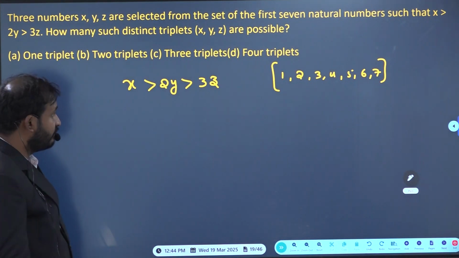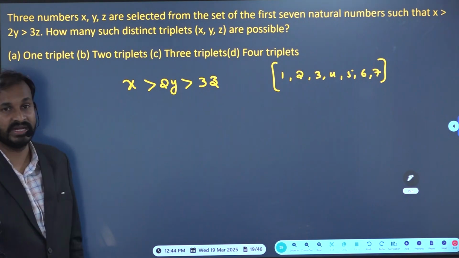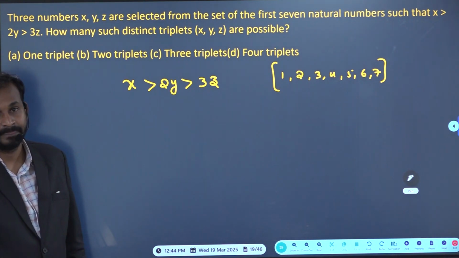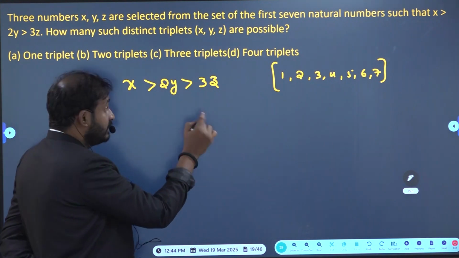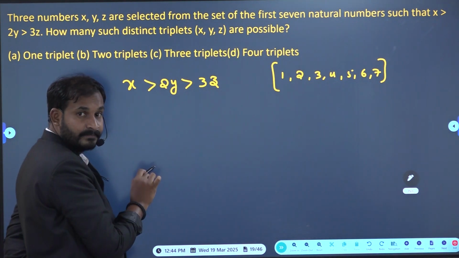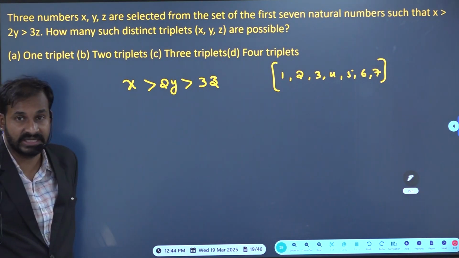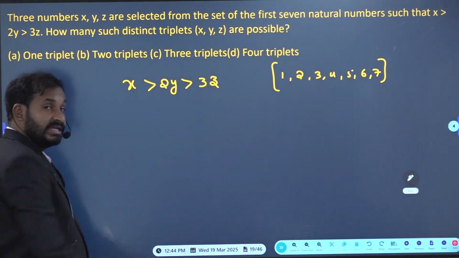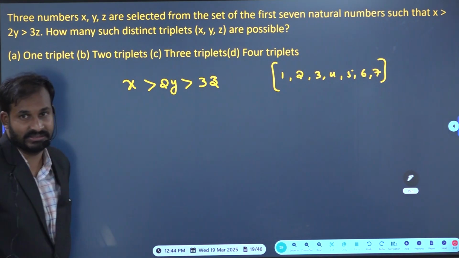Now tell me first of all one thing. Which will have the greatest value among these 3, whether x, y or z? Very simple, x. Why? Because 3 times z is less than 2y, and 2 times y is less than x. From this itself I can say that x will have the highest value, y will have the next value and z will have the least value.